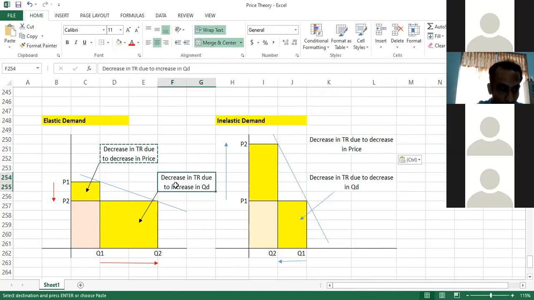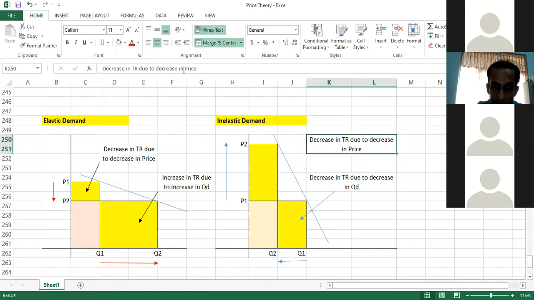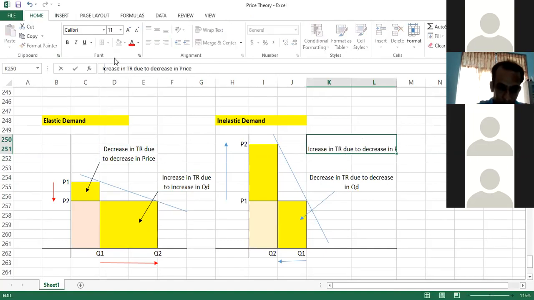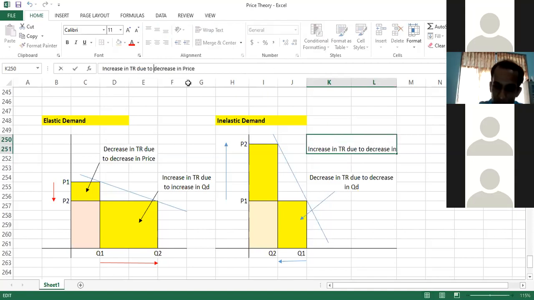Here I have put decrease, but it is actually increase. So this is the increase in total revenue due to the increase in price.